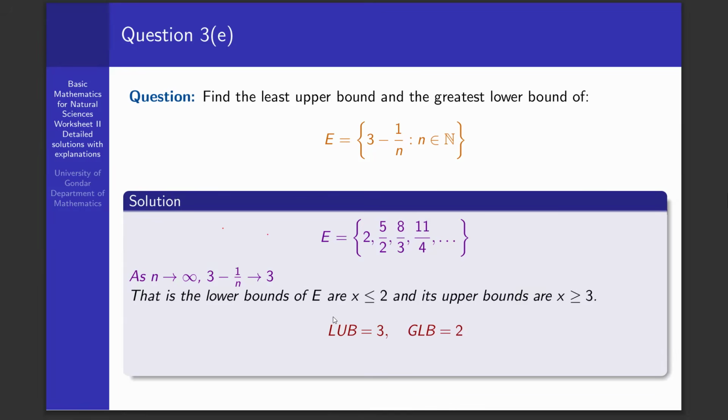So the least upper bound of the given set: the upper bounds are x greater than or equal to 3, so the smallest element within this set of upper bounds is taken to be the least upper bound of the given set E. And the greatest lower bound: the lower bounds of set E are x less than or equal to 2, so the largest element among them is taken as the greatest lower bound. 2 is the largest element, therefore the greatest lower bound of this set is 2.